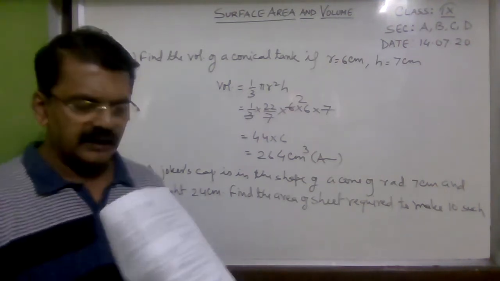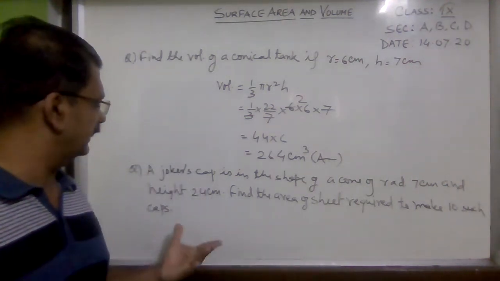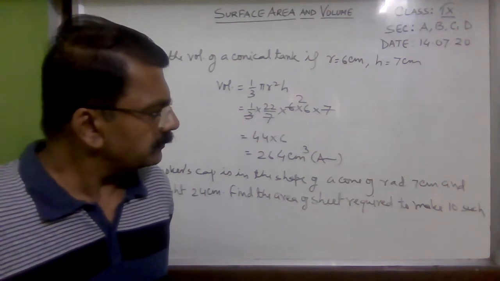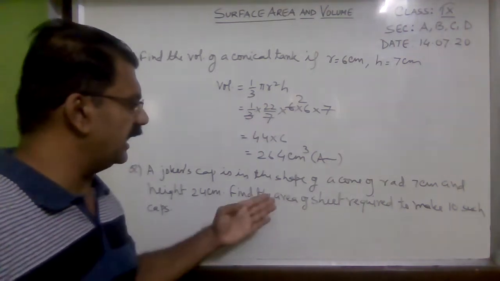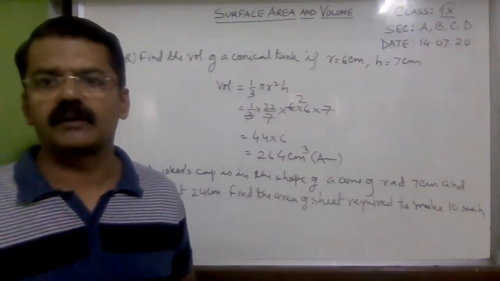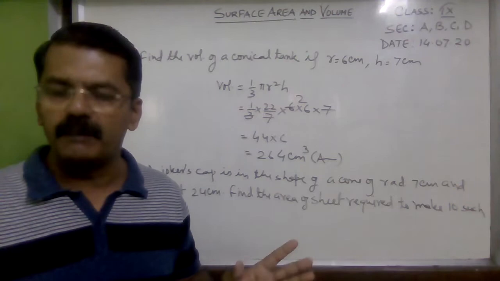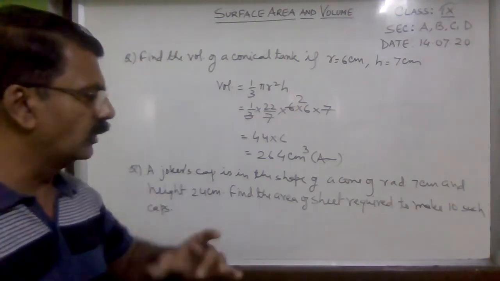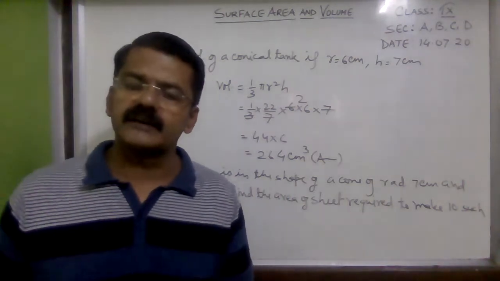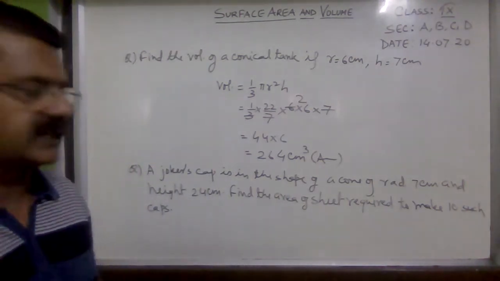Now see, they have given the radius as 7 centimeter and the height as 24 centimeter. Now we want the area of sheet required, that means we want the curved surface area of the cap, because the base is open in case of a cap. So only the curved surface area of the cone we have to find. But to find curved surface area we need the slant height.